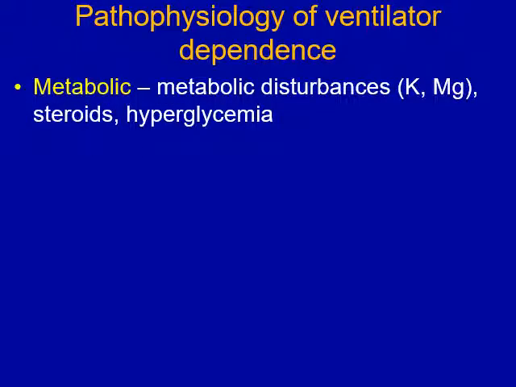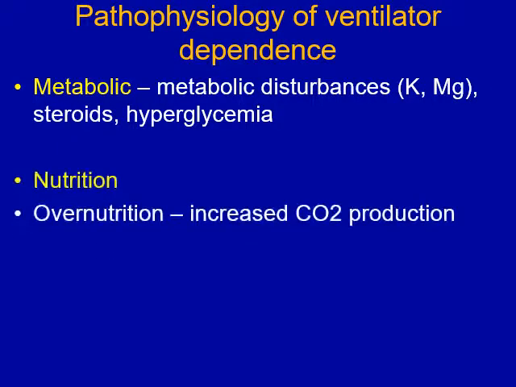And also the metabolic factors. The metabolic factors are hypokalemia, hypomagnesemia, and hypophosphatemia, which all contribute to muscle weakness and ventilator dependence, and hyperglycemia. And nutrition factors, overnutrition. Overnutrition leads to increased CO2 production. Because of this increased CO2 production, again the work of breathing increases. This again leads to increased dependence on the ventilator.